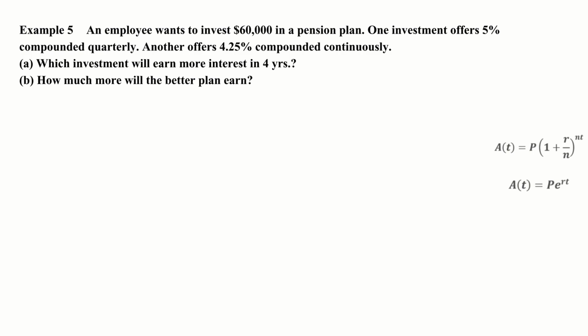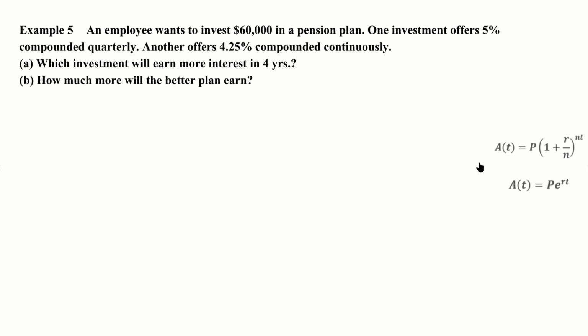All right, next we have an employee who wants to invest $60,000 in a pension plan. One investment offers 5% compounded quarterly, and another offers 4.25% compounded continuously. Which investment will earn more interest in 4 years? And then we want to know how much more that better investment will actually earn.